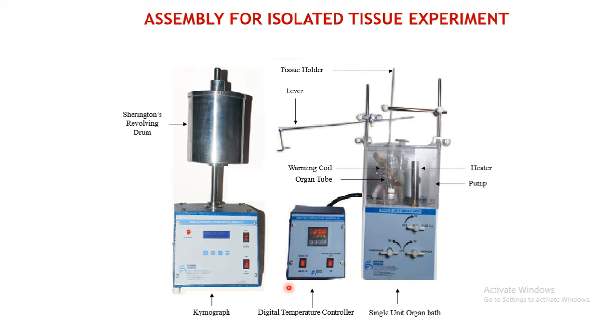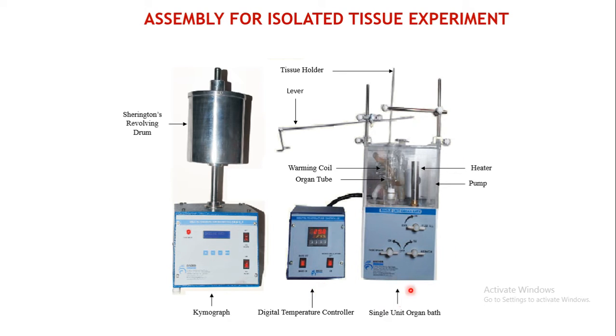And this is the assembly which is used for isolated tissue experiments. So this is the Sherrington's revolving drum onto which you place your kymograph paper, which is continuously revolving depending upon the speed which you have selected. Ideally it should be 0.12 mm per second, which can be set over here. So this is a kymograph onto which you are supposed to place this Sherrington's revolving drum. Then this is a digital temperature controller, wherein you need not adjust the temperature. So both of them are synchronized, so that automatically the temperature in the water bath will be adjusted, and it is maintained by this digital temperature controller.